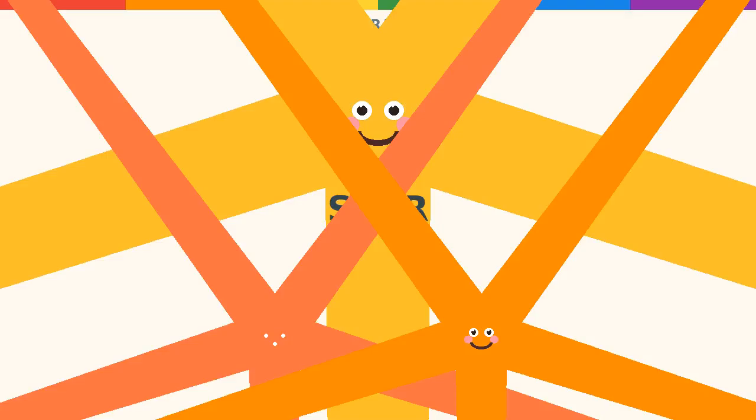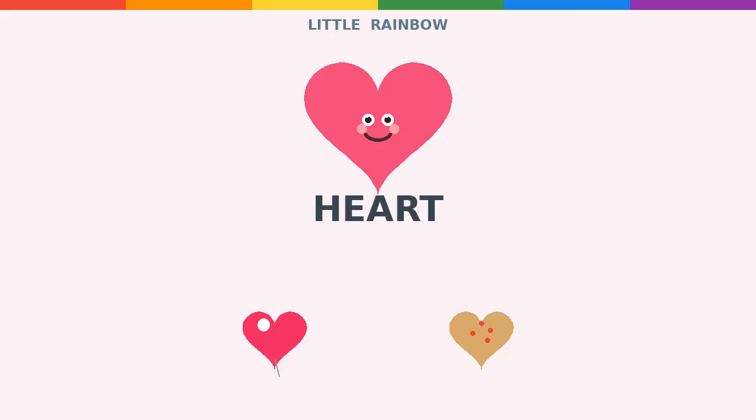This is a star. A star has 5 shiny points. Look at a starfish and a bright star. They are all stars. Can you say star? Star.